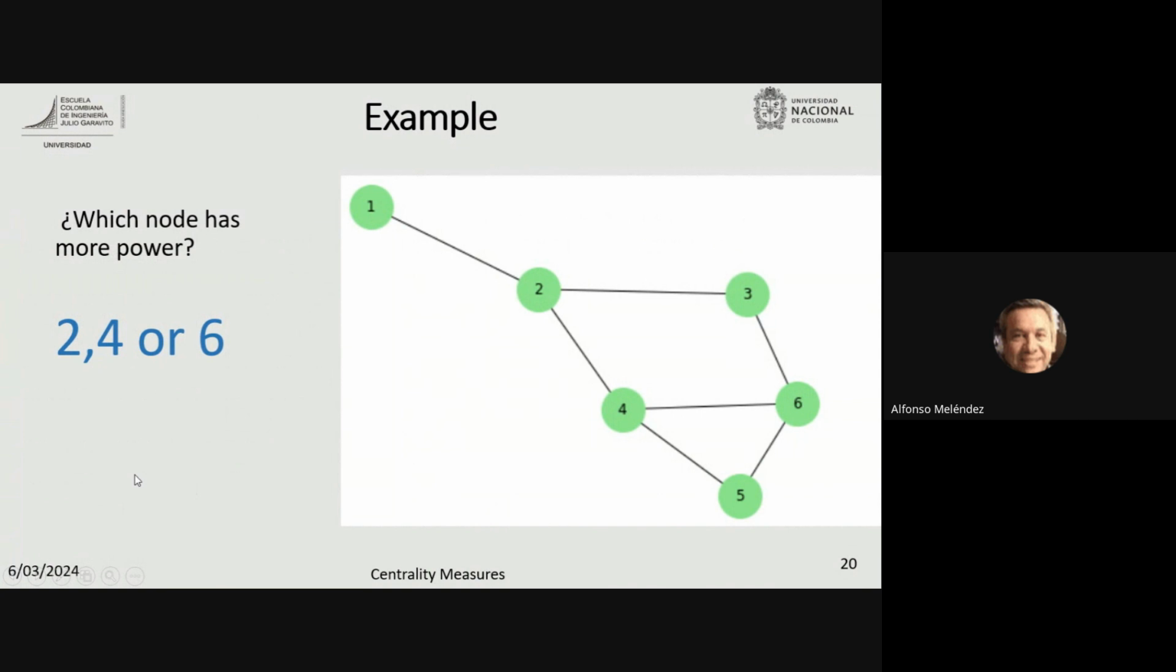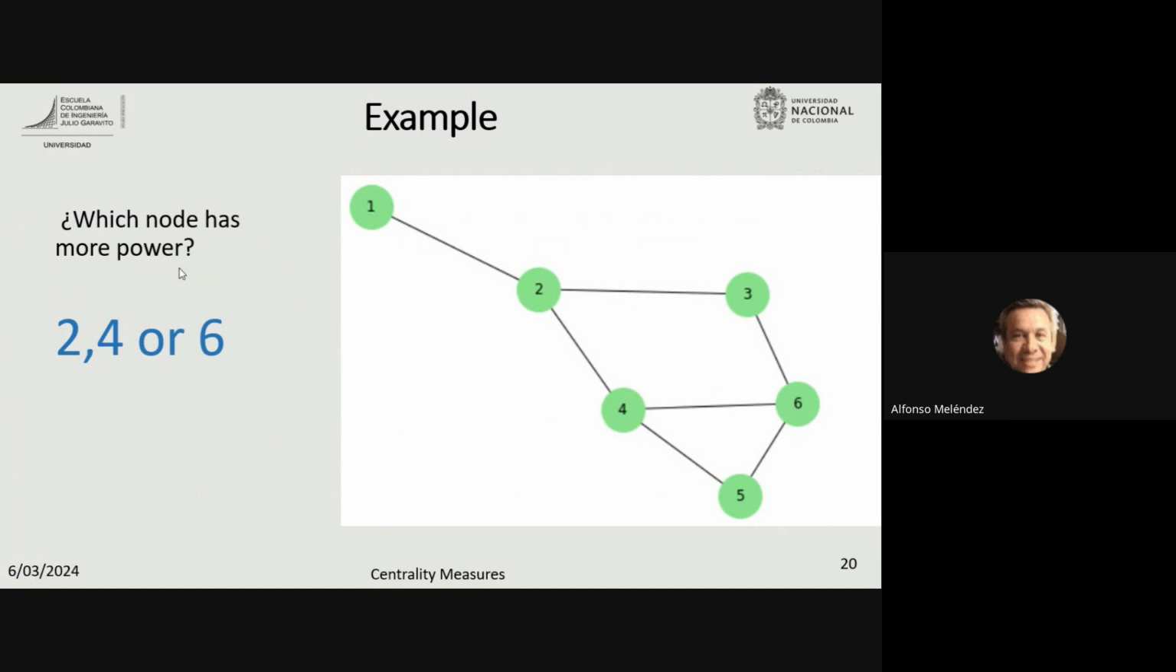Okay, a question. This is a very simple network. Node 2, Node 4, and Node 6, all these three nodes have degree 3. Which of these nodes has more power, and why? I want your answer in the chat, or if you want, raise your hand, or talk. Okay, let's think a bit, looking at this network.